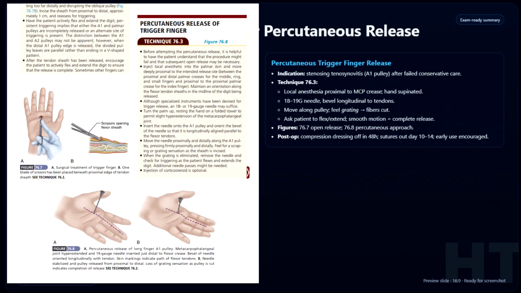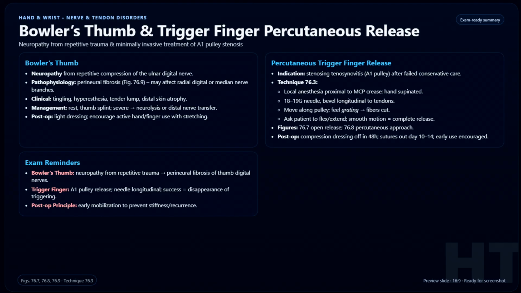Postoperative care. A compression dressing is applied and removed after 48 hours. Sutures, if placed, are removed between 10 and 14 days. Patients are encouraged to use the digit immediately, avoiding only forceful grip until full recovery.